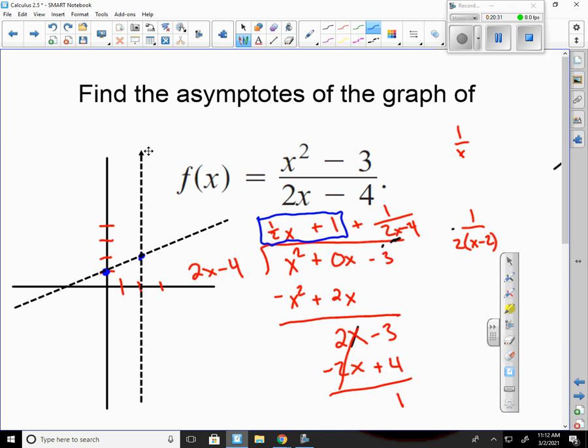And so now I can take my graph and graph it kind of like this. Just by finding my asymptotes, I can figure out what my graph looks like, and it's going to be like that.